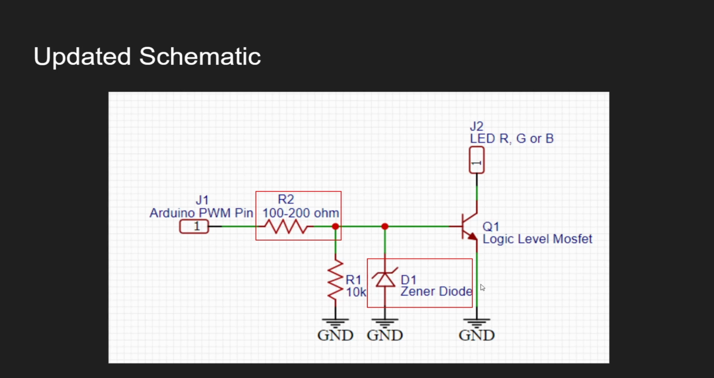So this is the schematic we were using before. The only differences are highlighted in red from what we had, and that is just a 100-200 ohm resistor between the PWM pin from the Arduino and the actual circuit. The reason for this is that it just limits the current coming from the Arduino.